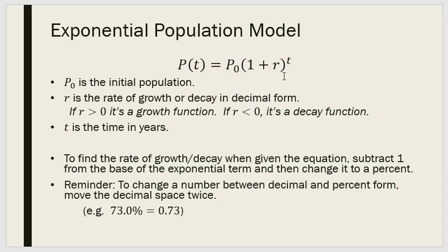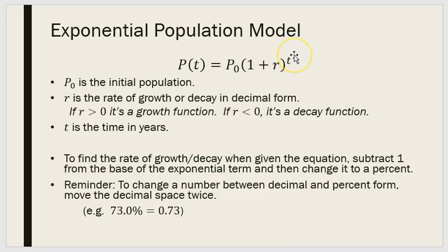R needs to be a decimal number. So they may say something like 20% growth. You'll need to remember how to change that 20% to a decimal, and then make sure you add that number to 1, because multiplying by 1 keeps the population where it is. Having a 20% growth means 1 plus 0.2, so 1.2.